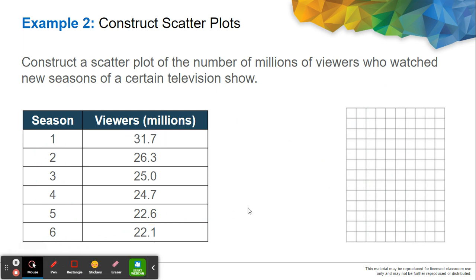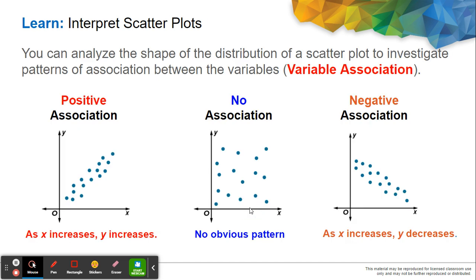Okay, so now we know how to construct our scatter plot, but it is much more important that we know how to interpret them. So we actually have three ways on how to interpret our scatter plots. Let's start with the first way. You can analyze the shape of the distribution of a scatter plot to investigate patterns of association between the variables. We call this one variable association. And under this interpretation, we actually have three.